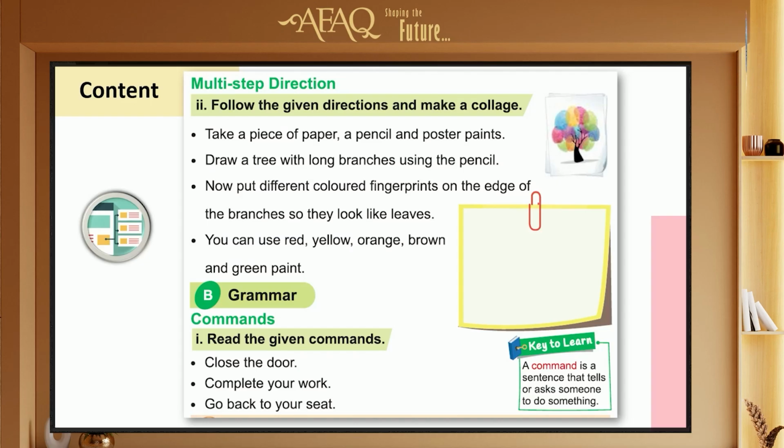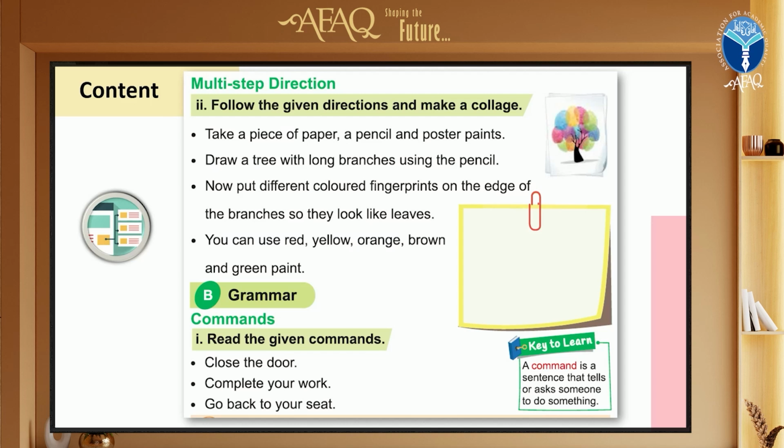The second concept on this page is commands. What is a command? A command is a sentence that tells or asks someone to do something. If you are supposed to do something and your mother is telling you to do that thing, it means she is commanding you. Let's see some examples.